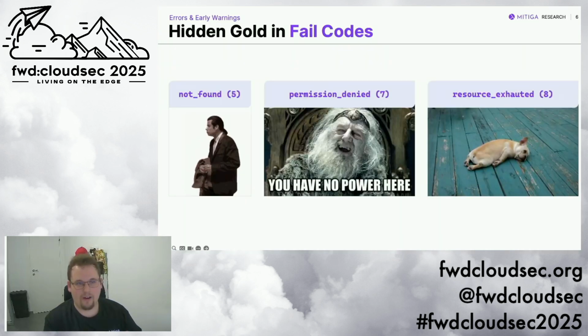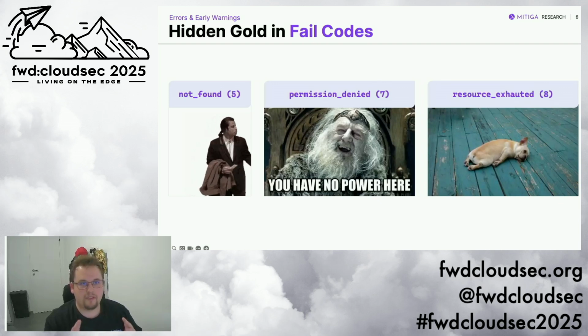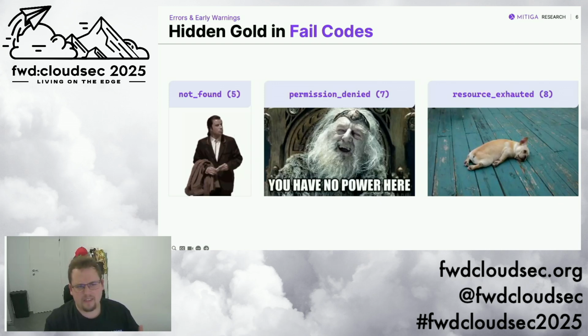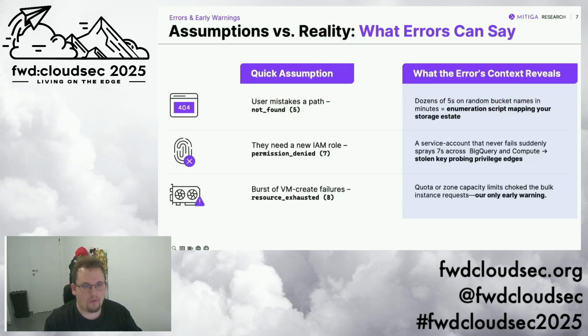Okay, let's start talking about errors. We have them in our environments all the time. You mistyped a resource name and it's not found, you're missing IAM permissions and you can't access anything, or someone overexhausted a service. But what if we take our assumptions of what these errors are and look at them differently? What if instead of a user mistake for a path, we see multiple resource not found errors on different random bucket names in a short amount of time? Could this be an enumeration script using a dictionary to map out our resources?